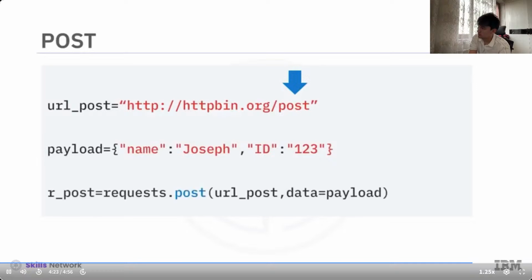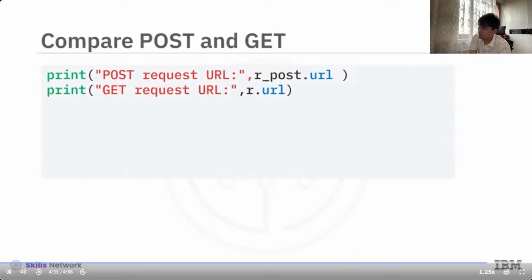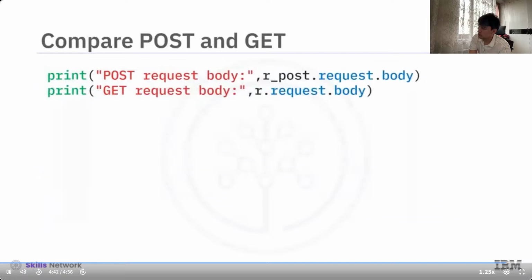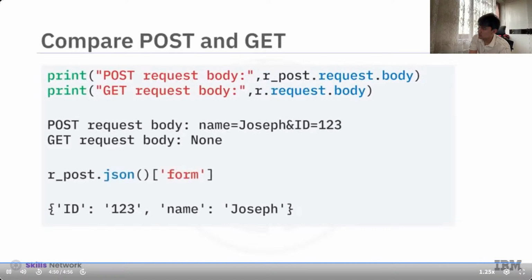To make a POST request, we use the post function. The variable payload is passed to the parameter data. Comparing the URL using the attribute url from the response object of the GET and POST requests, we see the POST request has no name or value pairs in its URL. We can compare the POST and GET request bodies. We see only the POST request has a body, and we can view the key form to get the payload.